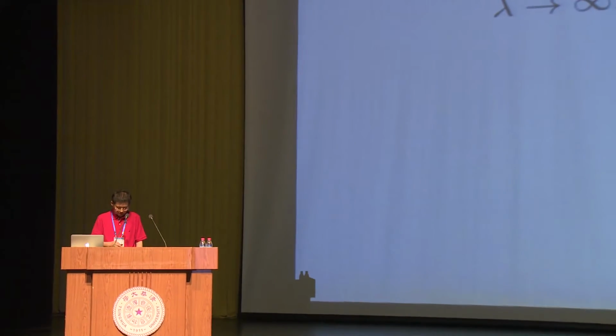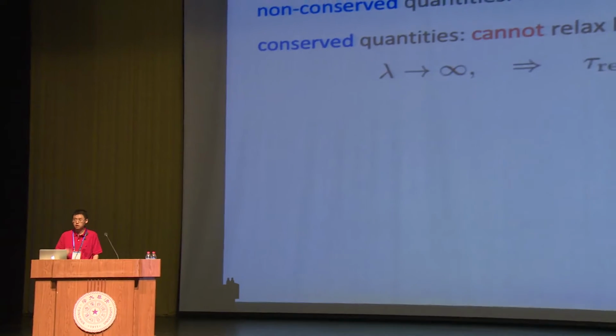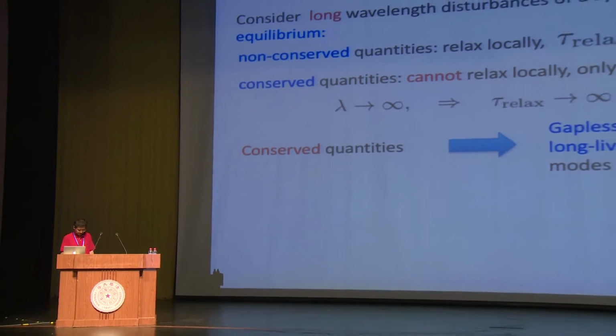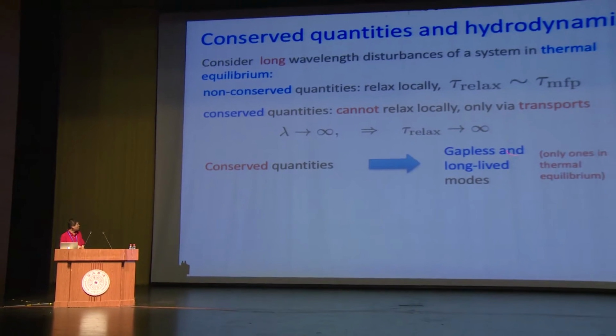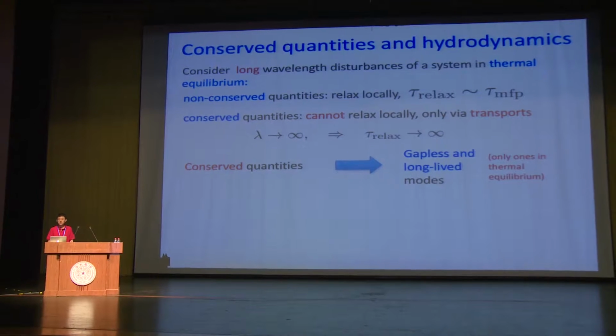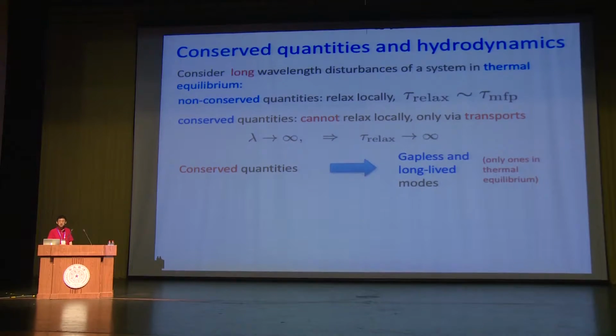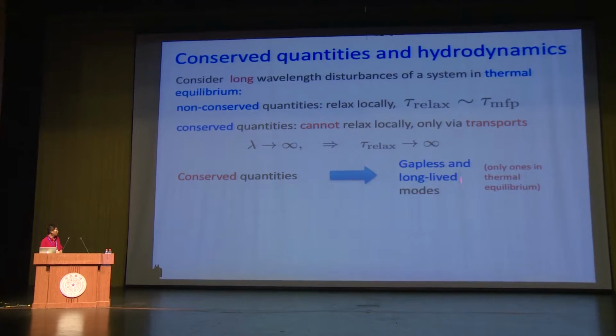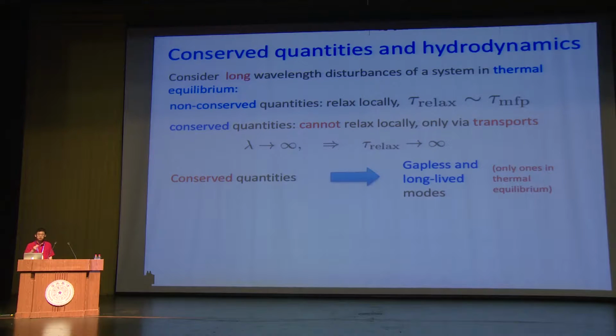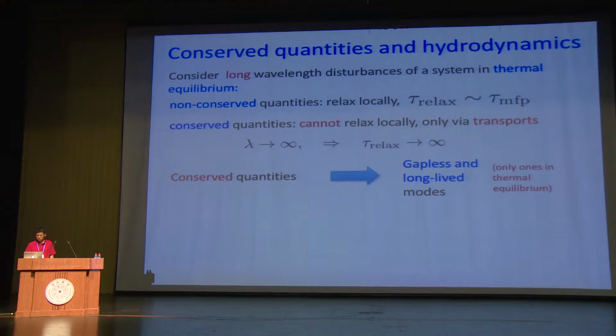But if it's a conserved quantity, then because of the global constraint, it cannot relax locally and can relax only via transport. This is similar to the situation of a Goldstone boson. So when you consider infinitely long wavelength excitations, the relaxation time will tend to infinity. That means that associated with conserved quantities, you will always find gapless and long-lived excitations. In a generic medium, these are the only gapless and long-lived excitations, so they should be our focus to understand the low energy physics.